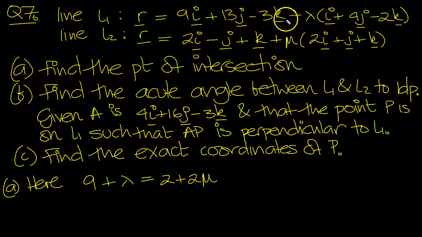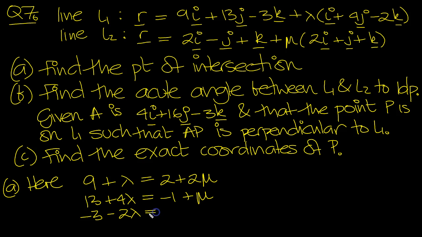And then 13 plus 4 lambda is equal to the j coordinate, minus 1 plus mu. And then lastly, we've got minus 3 minus 2 lambda is equal to 1 plus mu.